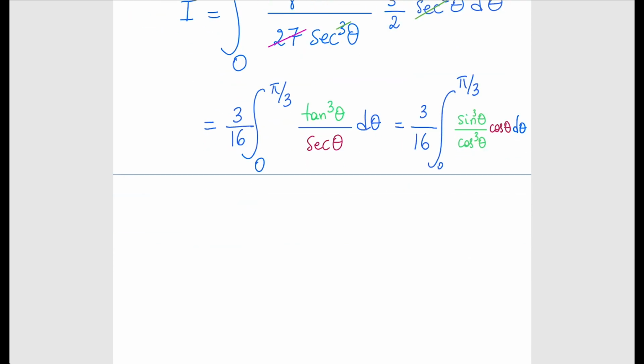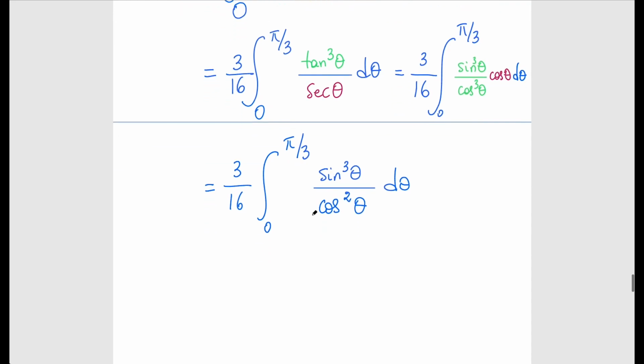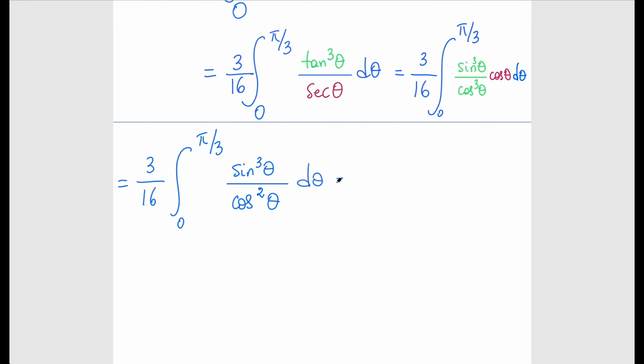Now we simplify by cosine: 3 over 16, integral 0 to pi over 3, sine cubed upstairs, d theta divided by cosine squared theta. All right? Now what I'm going to do is reserve one of the sine theta that I have upstairs by itself, and write the rest, which means sine squared, in terms of cosine squared using the Pythagorean identity. Okay?